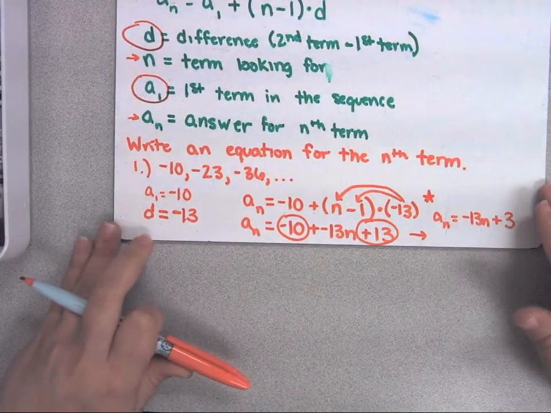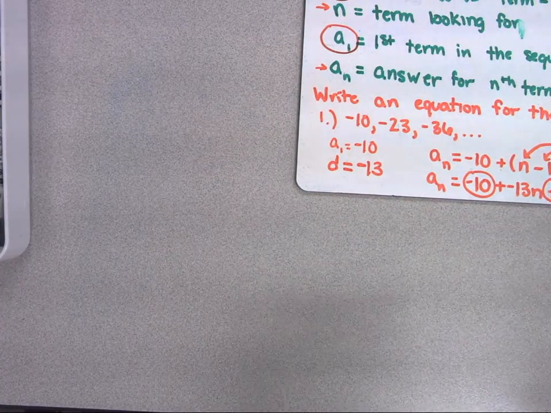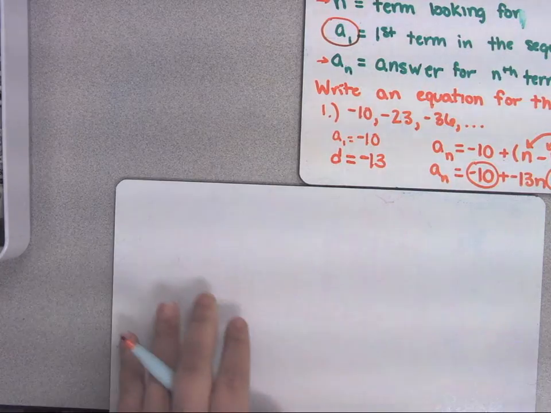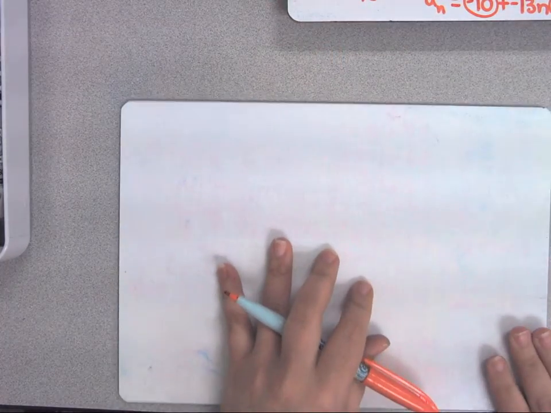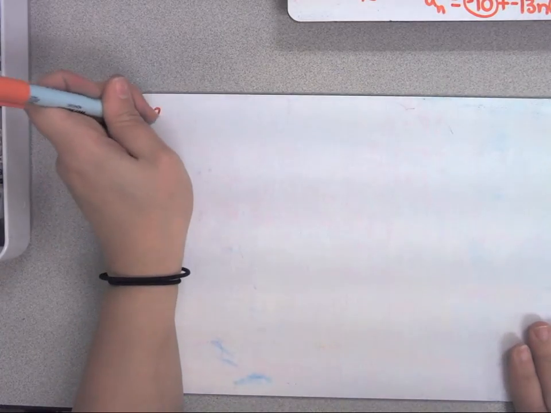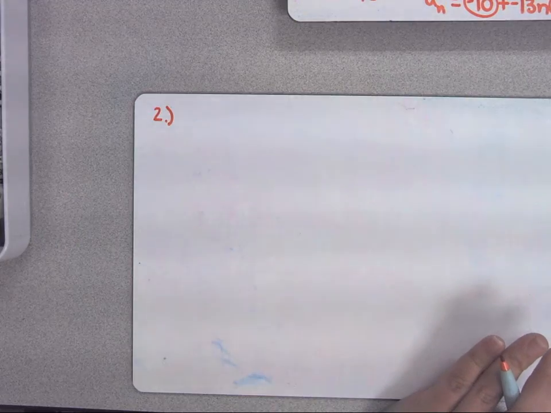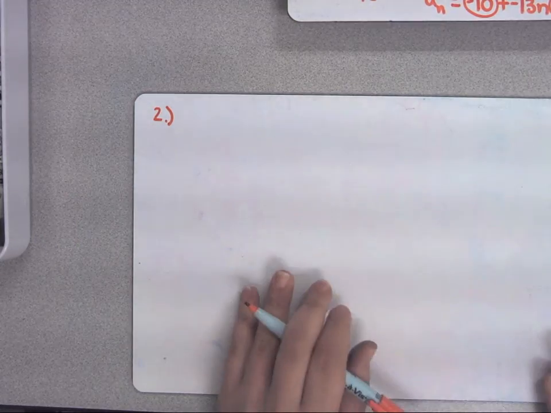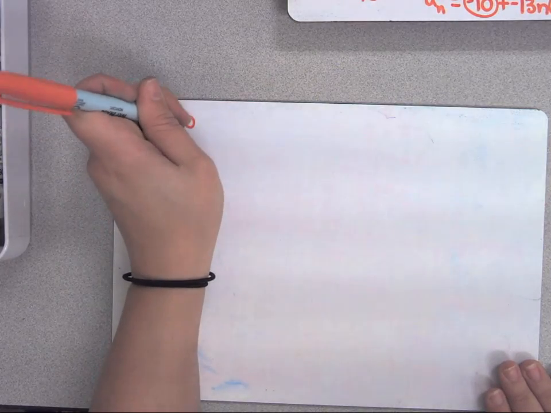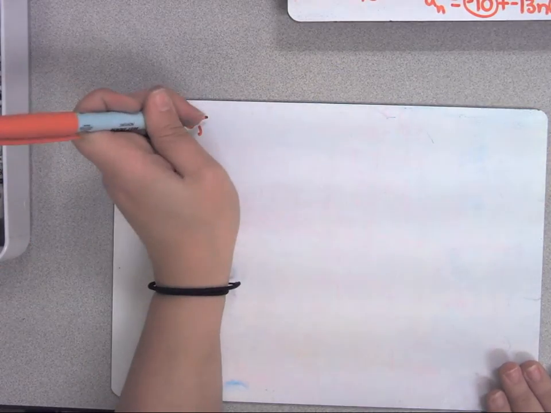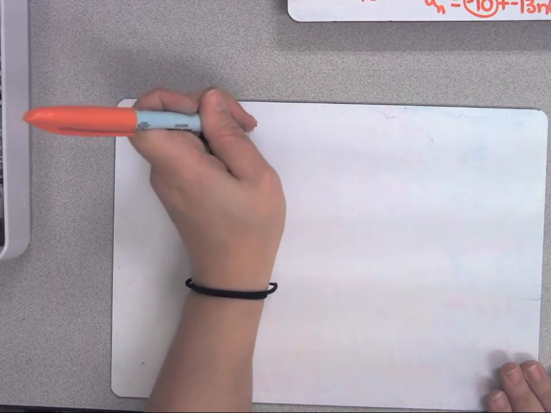Okay, you have all these notes. We're going to try that again. It still says we're writing the equation for the nth term. Here's your sequence: 1, 10, 19, 28, dot, dot, dot.